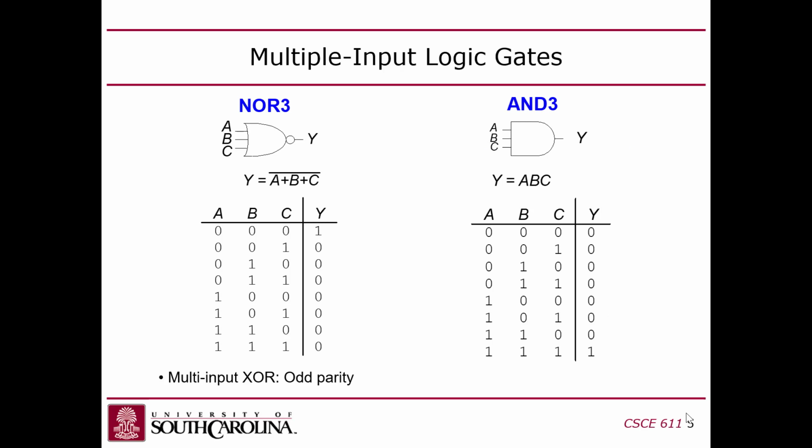You can also scale these up to multiple inputs. So a 3-input NOR gate would be true only if all the inputs are false, right? And false otherwise. So think of it as basically a 3-input OR followed by a complement, right? A 3-input AND gate would be true only if all 3 inputs were true. Okay, you guys with me?